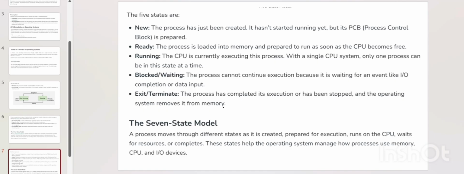Similarly, we have a 7 state model, which has 7 steps, as the name suggests. A process moves through different states as it is created, prepared for execution, run by the CPU, waits for resources, or completes. These states help the operating system manage how processes use memory, CPU, and input-output devices.